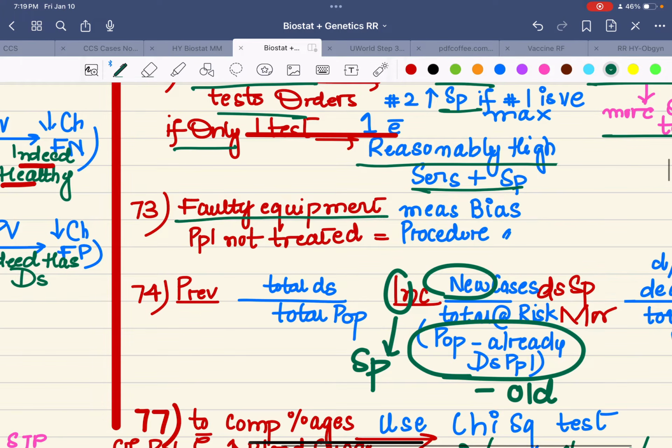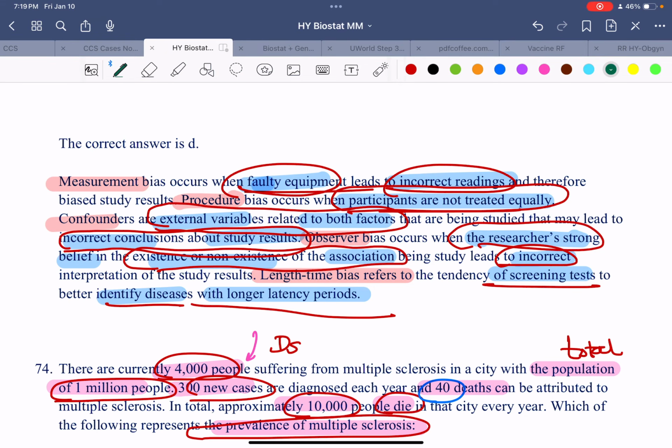And faulty equipment that will lead to incorrect results is known as measurement bias. Whereas if in the study the people are not treated equally, then this is known as a procedural bias.